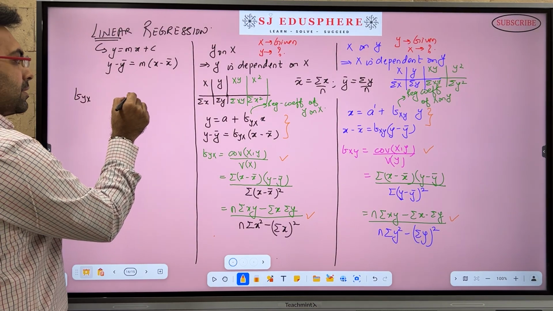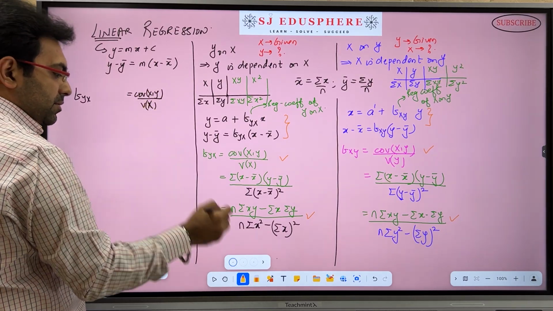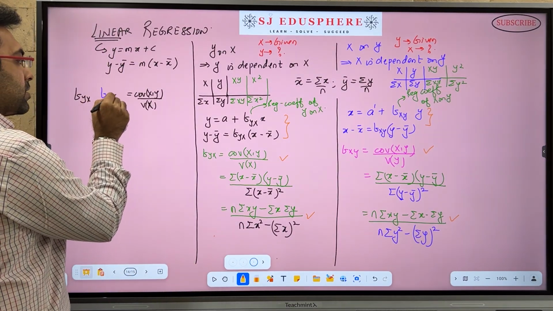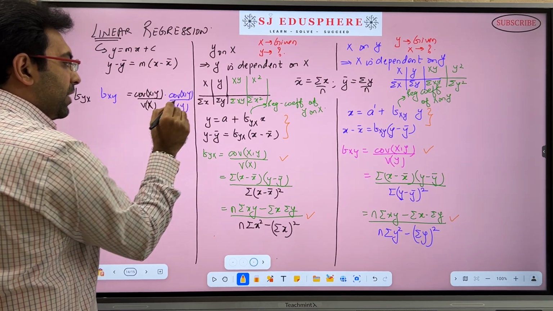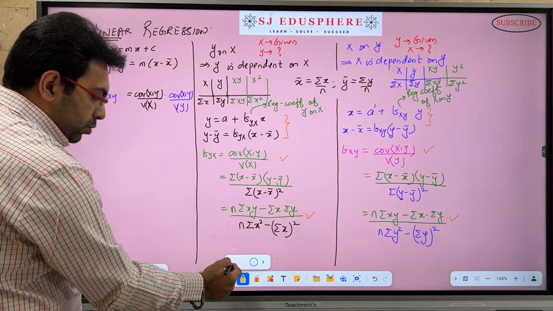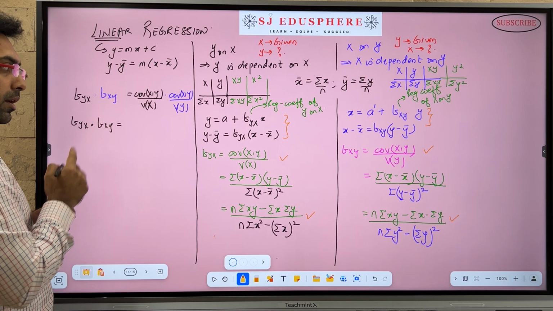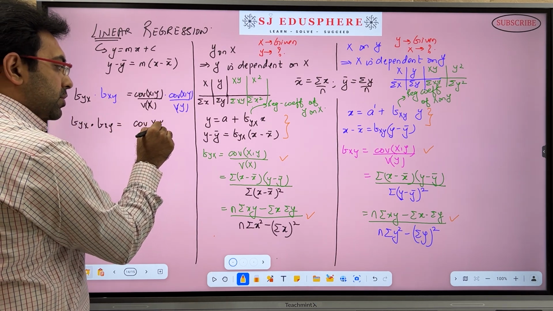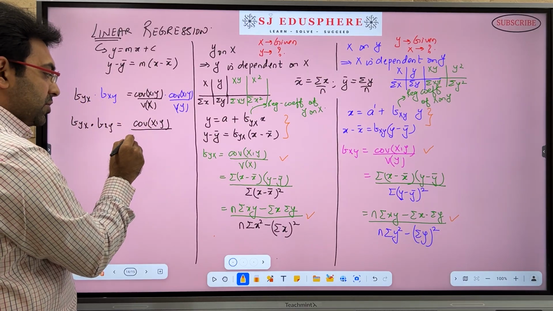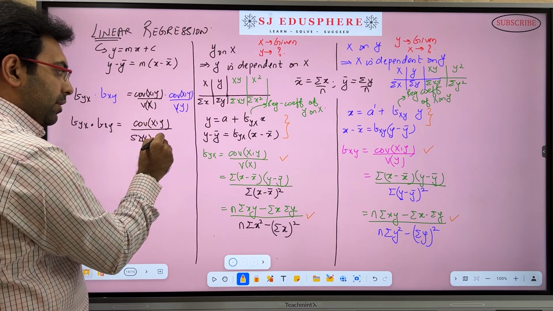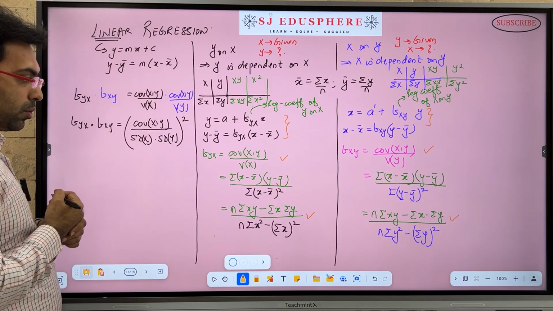If I say byx is covariance xy on variance of x, and bxy is covariance xy on variance of y, if I multiply them, students, will I have byx into bxy? Look carefully, it is covariance of xy square. Variance is standard deviation of x square and standard deviation of y square. So this whole thing is under square.